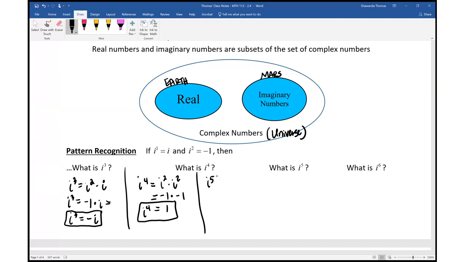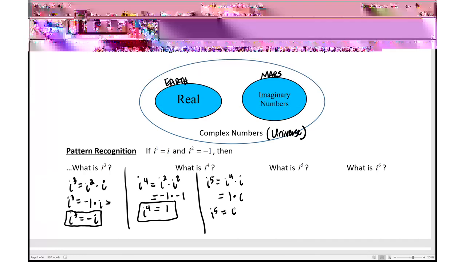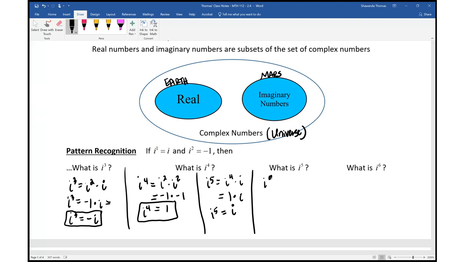What about i to the fifth? Maybe you want to break it down as i to the fourth times i. Then, well, we just found out that i to the fourth was 1, times i. So i to the fifth must equal i. And you can attempt other ways to break up i to the fifth. It could have been i squared times i cubed, for example, or i squared times i squared times i. All right, so i to the sixth, what would we like to do? i to the fourth times i squared. i to the fourth we know is 1, and i squared we know is negative 1. So i to the sixth must be equal to negative 1.